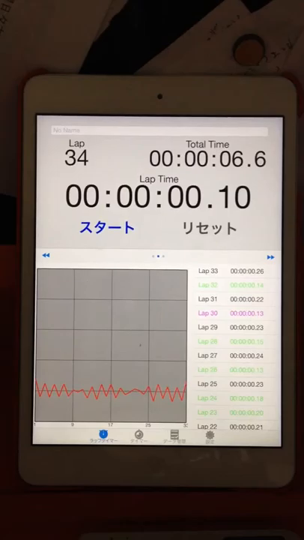So if 10 means 100 millisecond divided by 0.39 second, it's 26%. It means 1/4.